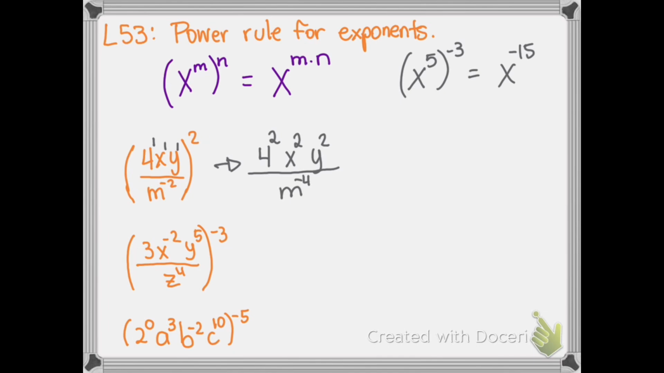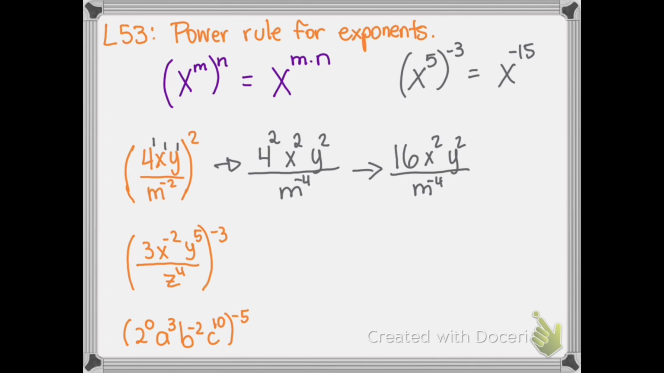The only thing left there to simplify is the 4, and 4 squared is 16, so we'll put 16x squared, y squared, over m to the negative 4th power. And that's it. Very, very simple.